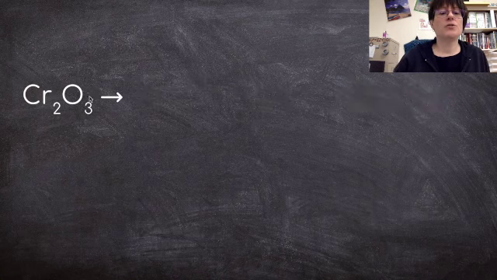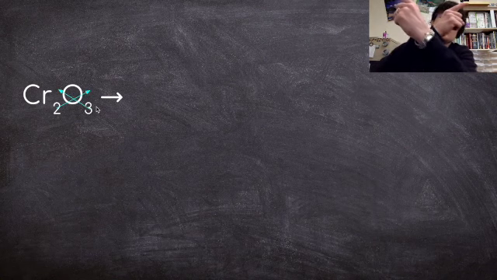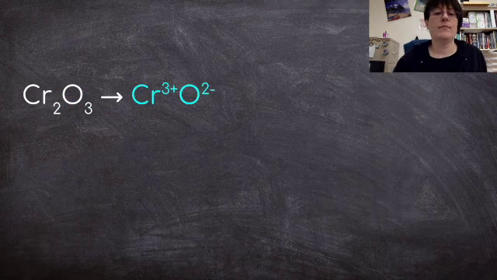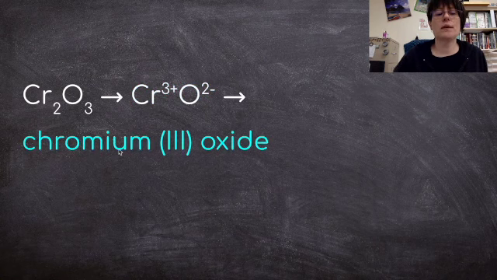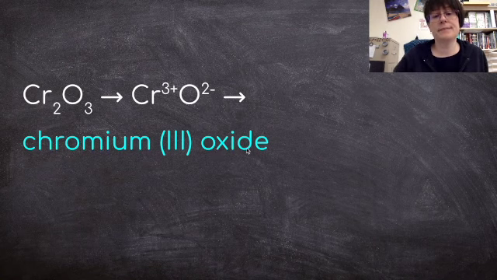Here we have Cr2O3. We do the same thing. We uncrisscross. So it becomes Cr 3 positive because the first one is positive, and O 2 negative, because the second is a negative oxidation number. So when we write this, Cr is chromium, the oxidation number 3 positive becomes Roman numeral III, and oxygen we change to an IDE ending, and it's oxide.